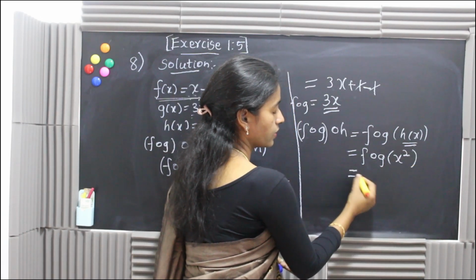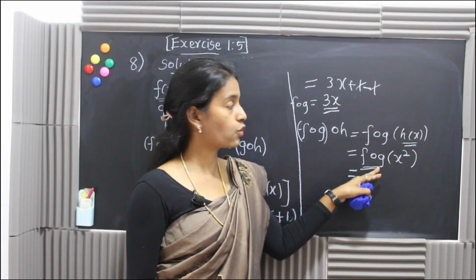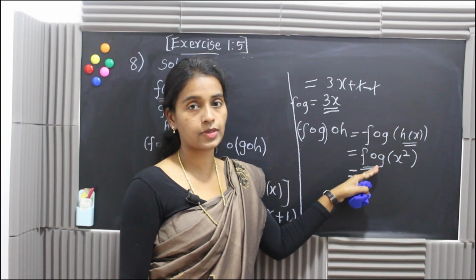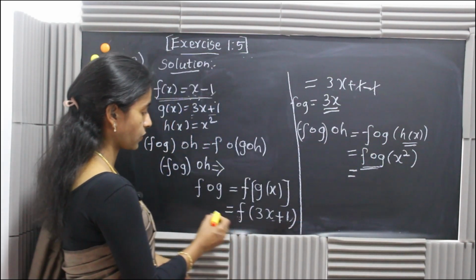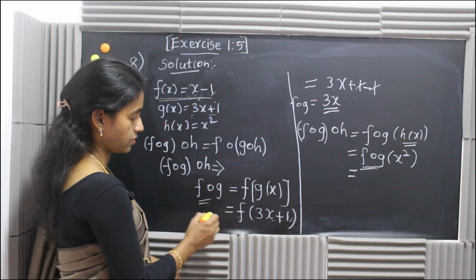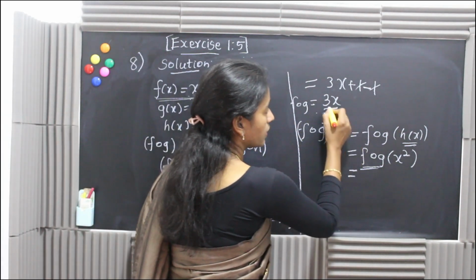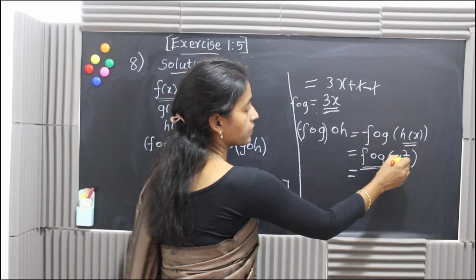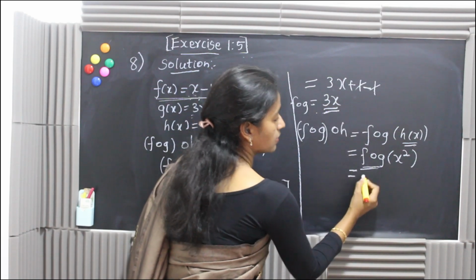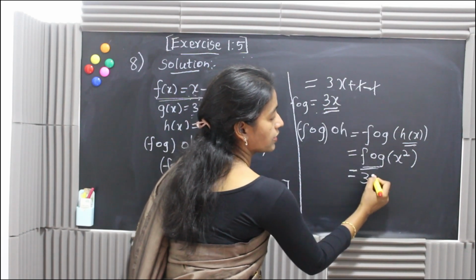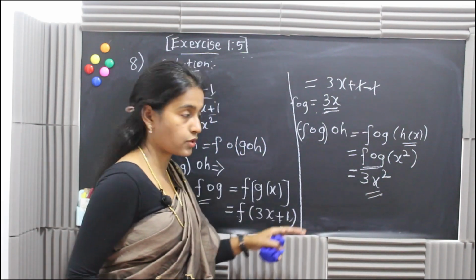And now, f of g is given. So, in the f of g function formula, I should apply the value of x square in place of x. What is f of g here? f of g is 3x, right? So, in this function formula, I should apply x square in place of x. So this is 3x, and what is x here? x square. So, the answer is 3x square.